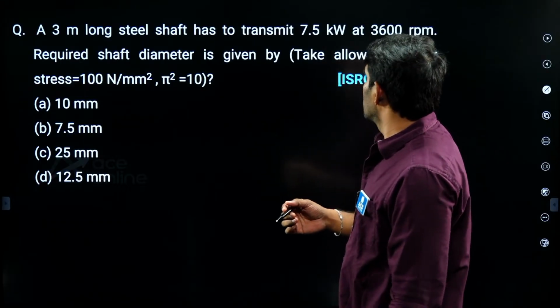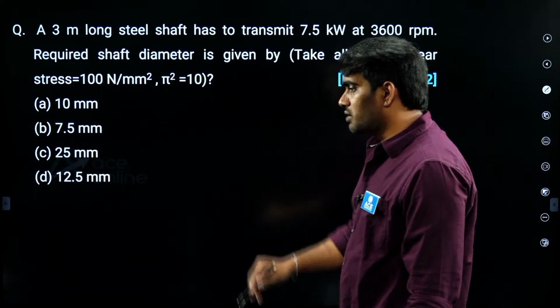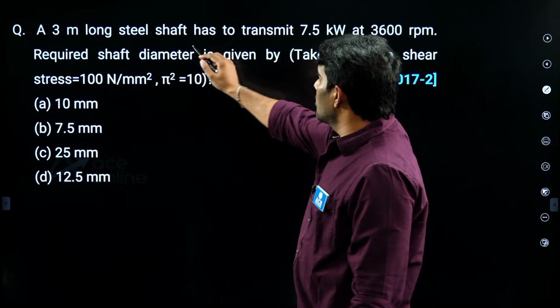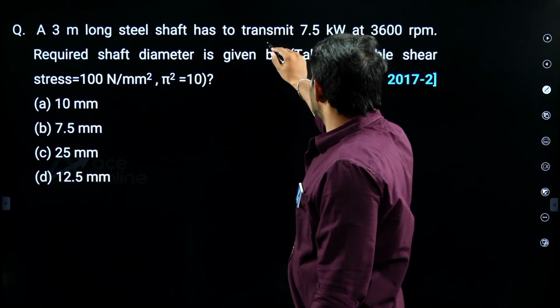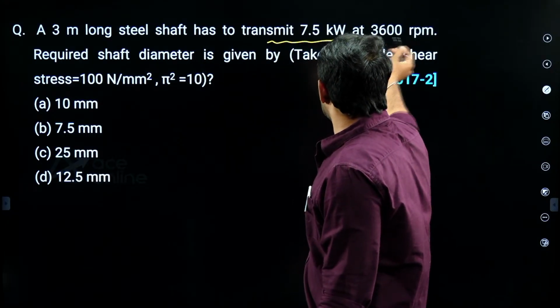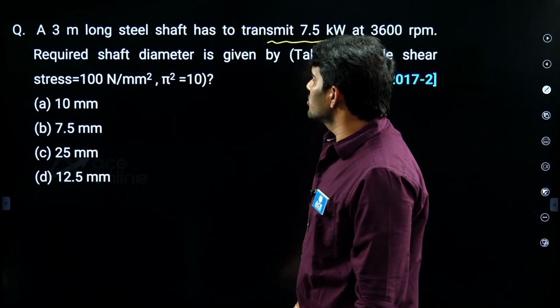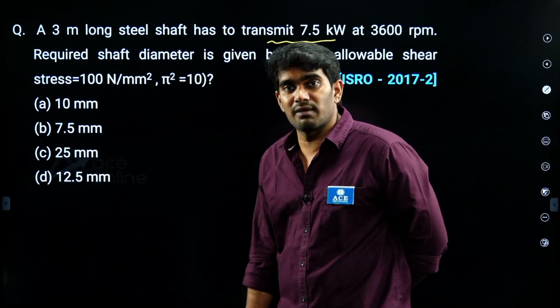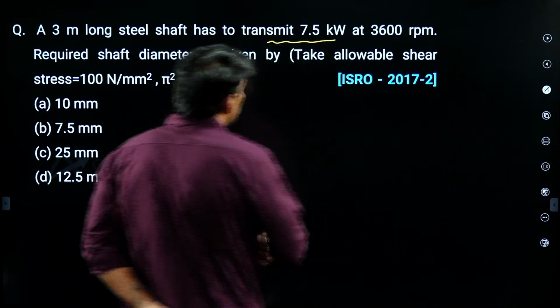Very simple one. Now, if such numerical questions are asked in the examination, how to solve? A 3 mm long steel shaft has to transmit 7.5 kilowatt at 3600 rpm. So the required shaft diameter is given by? Here he is asking us to identify the shaft diameter. Now let's see how to solve this.